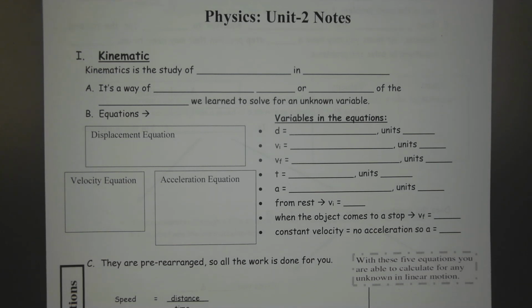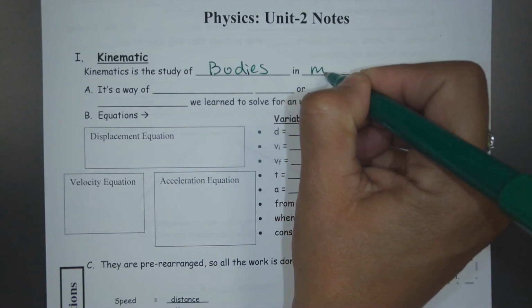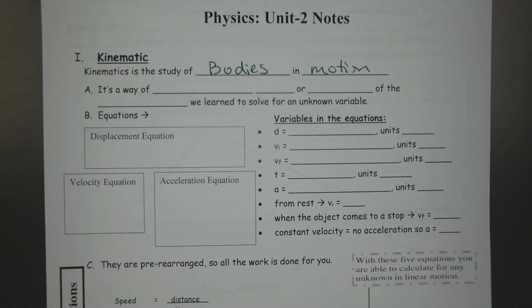All right, so here we go. The word kinematics means the study of bodies in motion. Like I said, for an example, let's say you're jumping out of an airplane. You need to know exactly how much time to jump out of the airplane, how fast the airplane is, and you need to know how high the airplane is. You need to know some basic measurements.